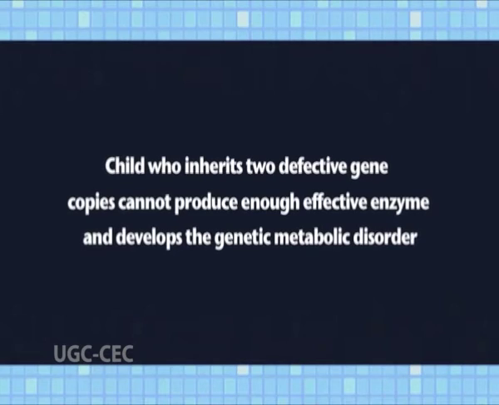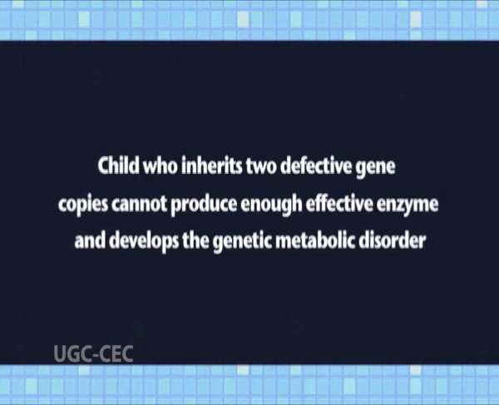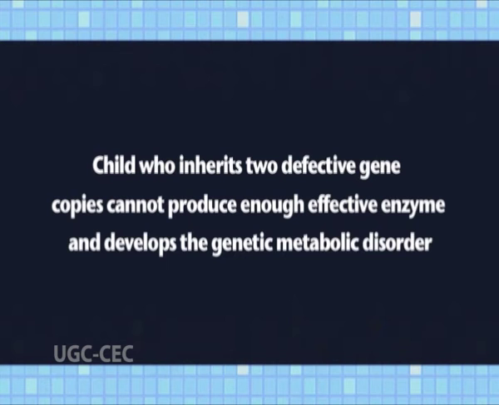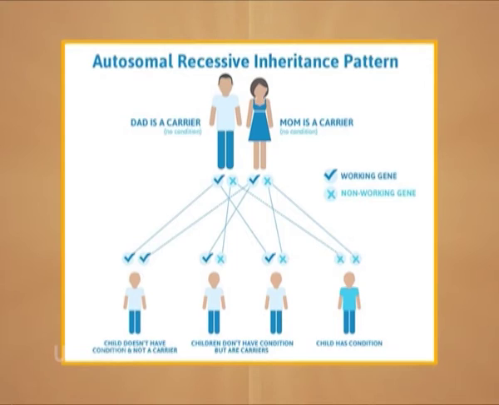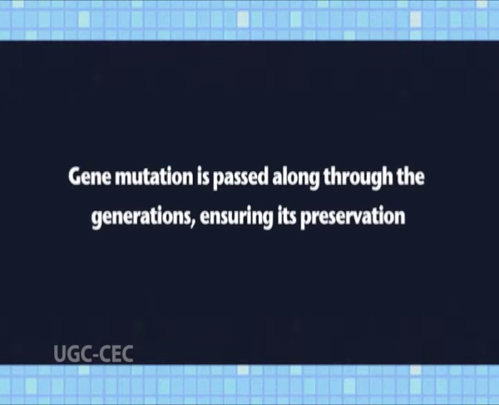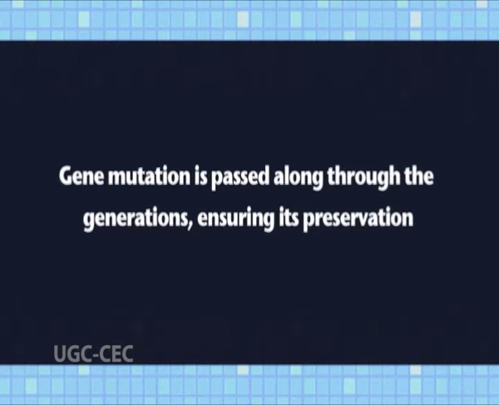However, the child who inherits two defective gene copies cannot produce enough effective enzyme and develops the genetic metabolic disorder. This form of genetic transmission is called autosomal recessive inheritance. The original cause of most genetic metabolic disorders is a genetic mutation that occurred many generations ago. The gene mutation is passed along through the generations, ensuring its preservation.